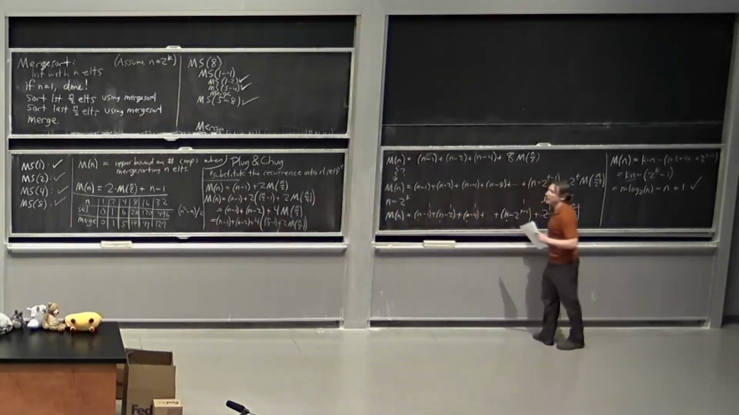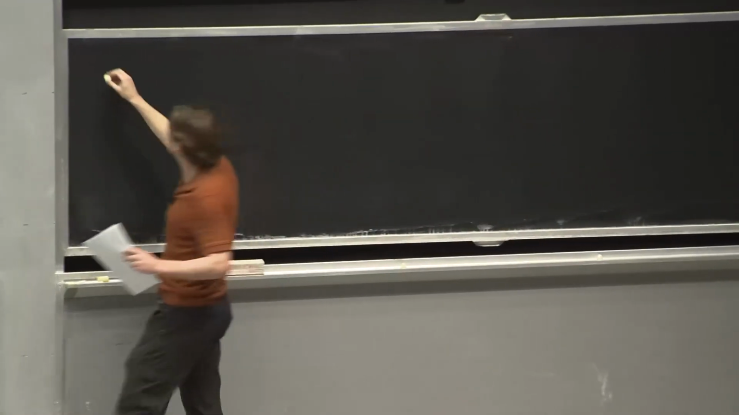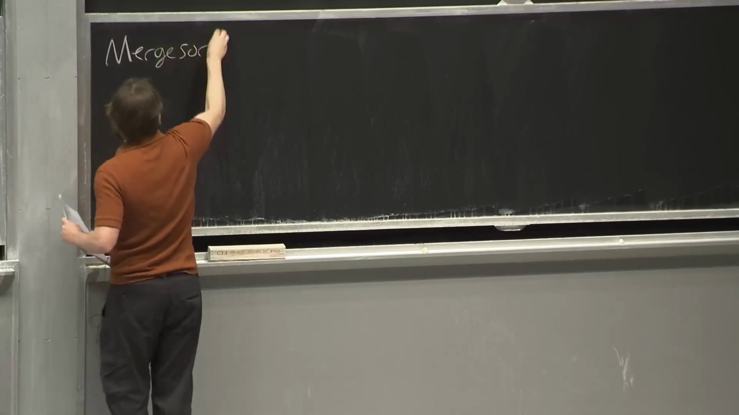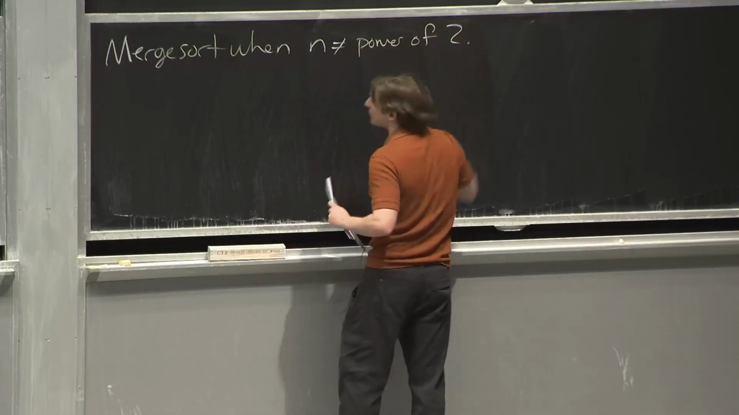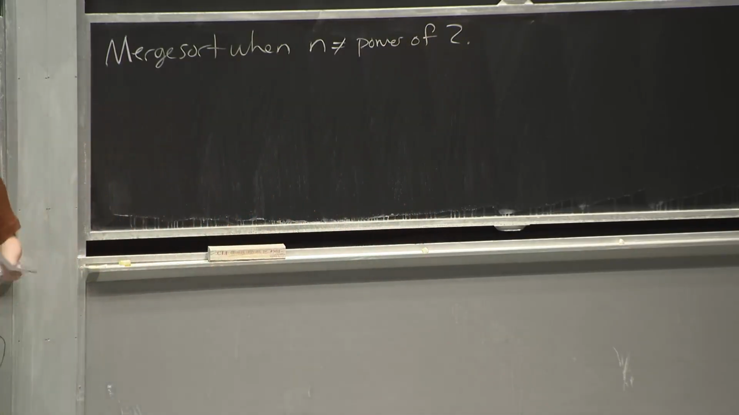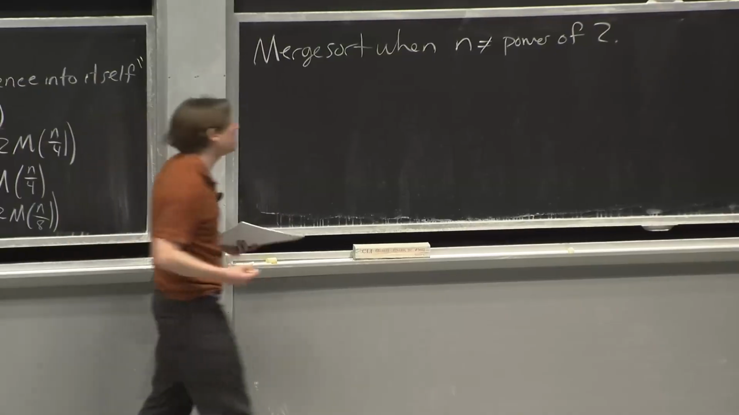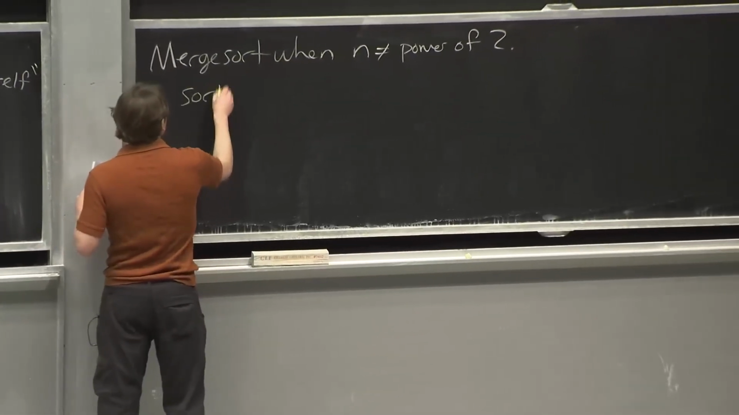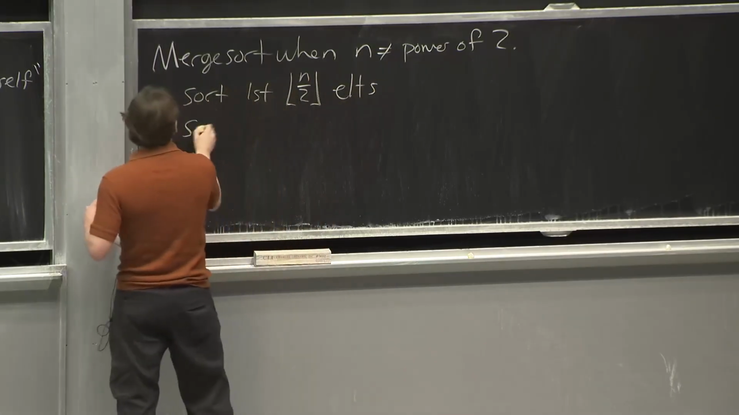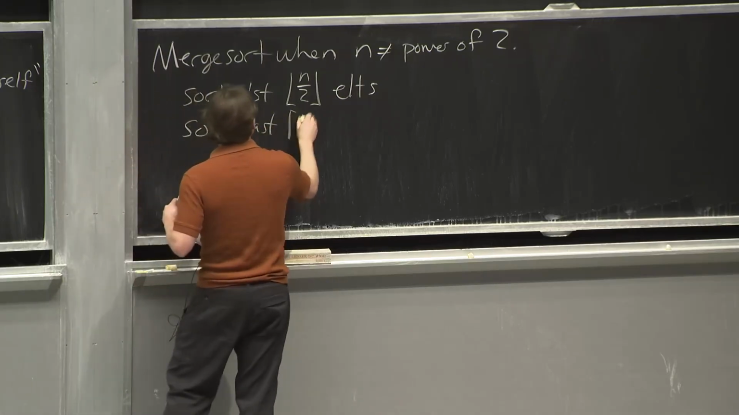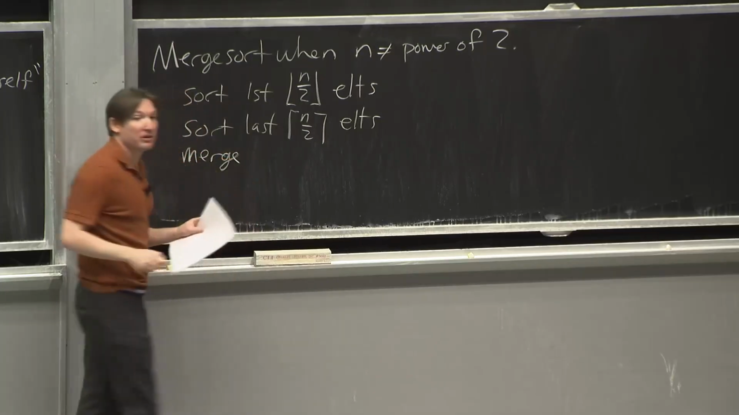Back to merge sort. Finally, what if n isn't a power of 2? I claim the algorithm works pretty much as described. We don't really need to change it all that much. At least we don't have to change the idea, just the measurements. So we're going to sort the first floor of n over 2 elements, we're going to sort the last ceiling of n over 2 elements, and then merge them together.